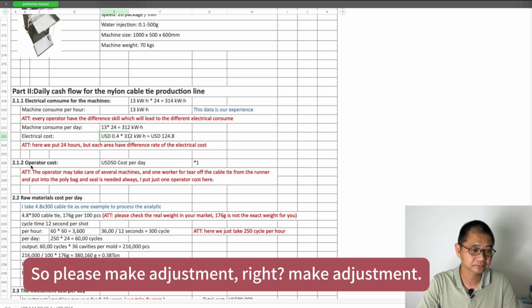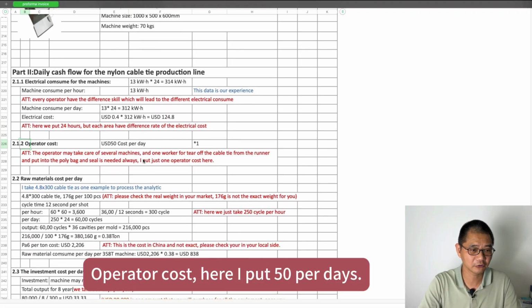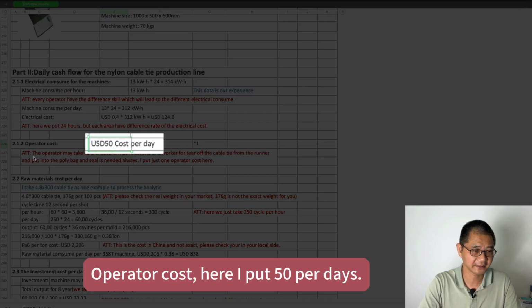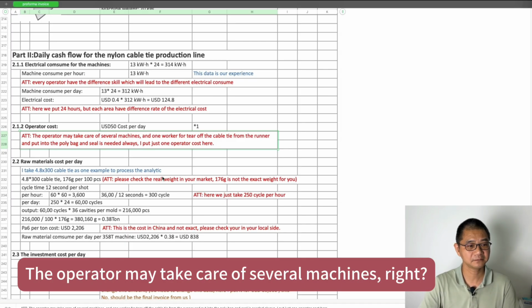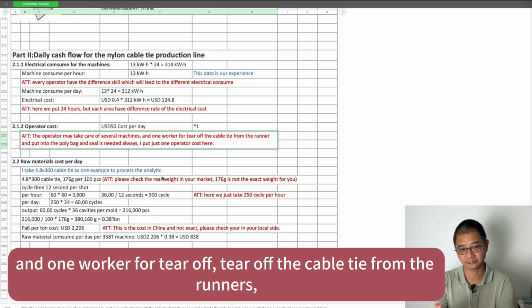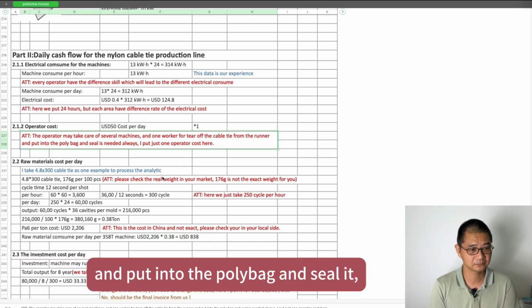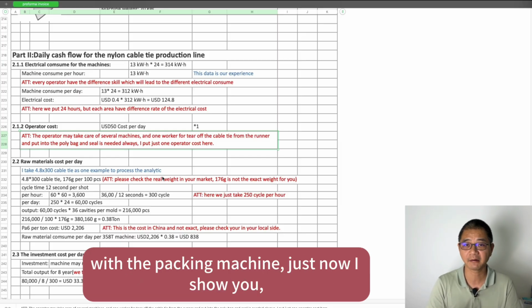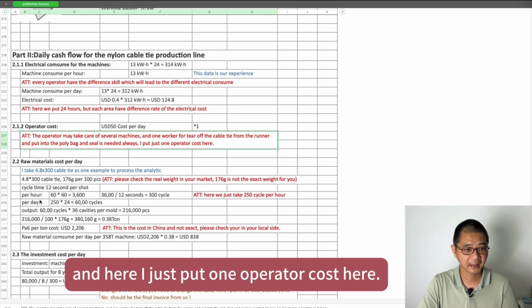Operator cost. Here I put 50 per day. The operator may take care of several machines, right? And one worker to tear off the cable ties from the runners, put them into the poly bags and seal them with the packing machine. Just now I showed you. And here I just put one operator cost.